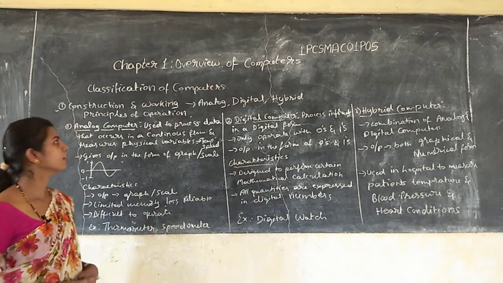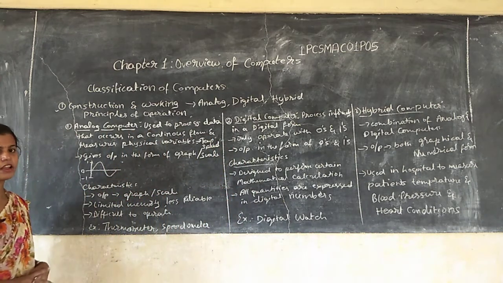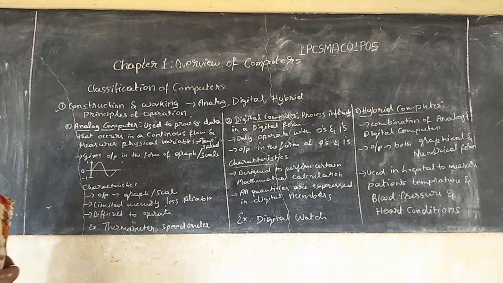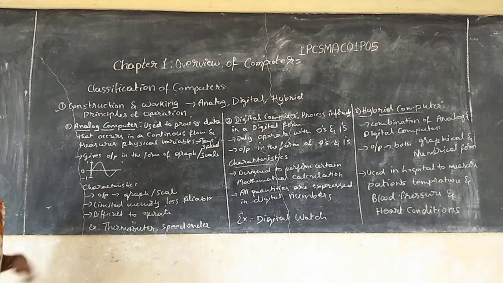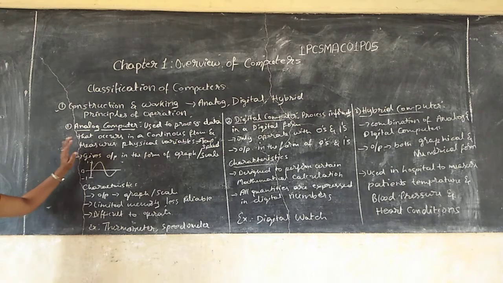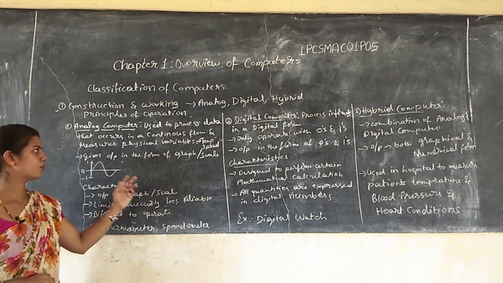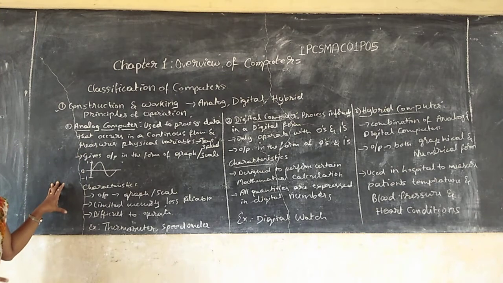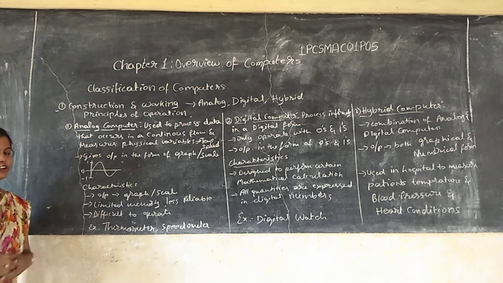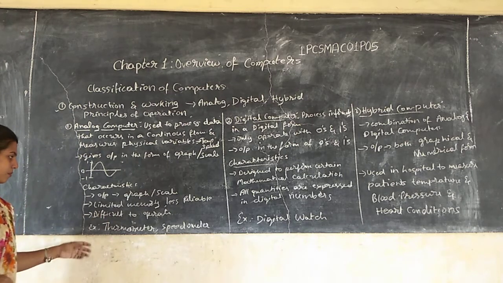Depending on the principles of operation, computers are classified into three types: analog computer, digital computer and hybrid computer. The analog computer is used to process data that occurs in a continuous flow and measures physical variables like speed and temperature. It gives the output in the form of a graph or a scale, and it is difficult to operate.